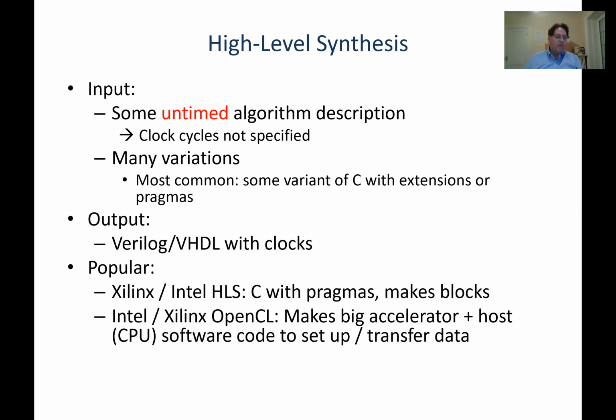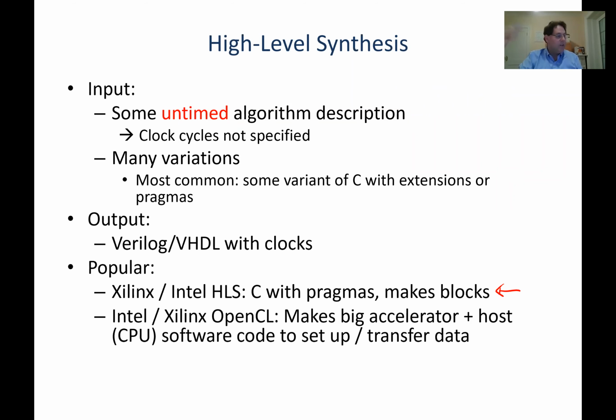The output is an HDL, so either Verilog or VHDL with clocks. Popular tools in this are both Xilinx and Intel have high-level synthesis tools that basically take C with some additional pragmas, and they make modules. So for those tools, you wouldn't normally describe your entire design in HLS or one HLS kernel. It makes a block. So that block is a module that you can instantiate in your design.